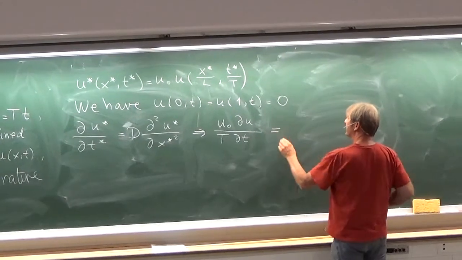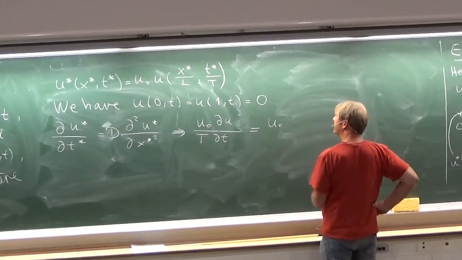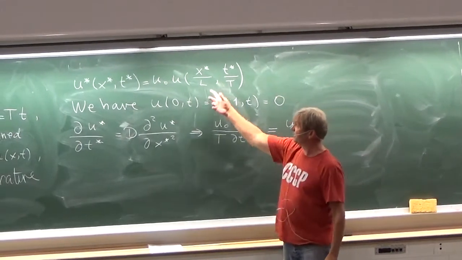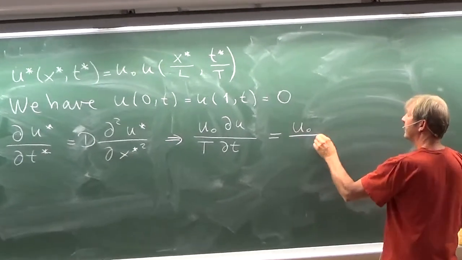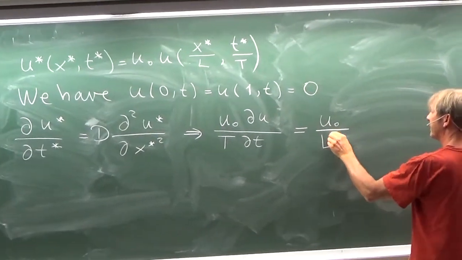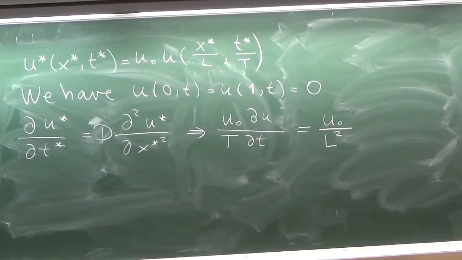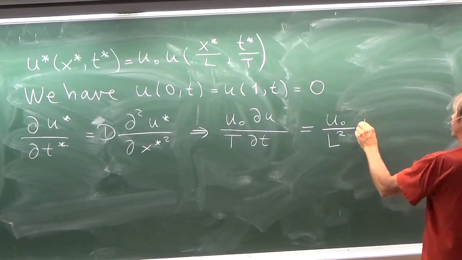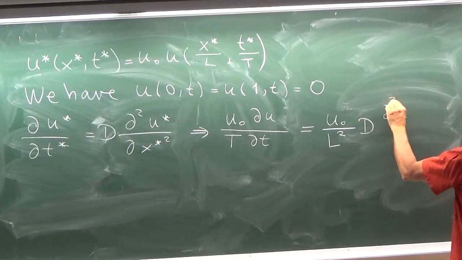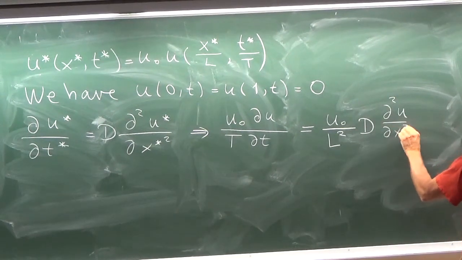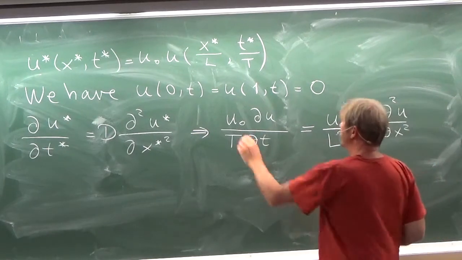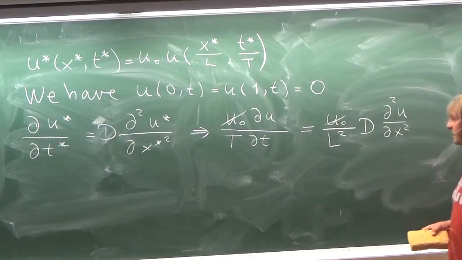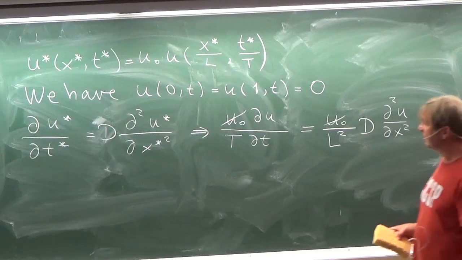So this equals u naught, and then I take the second derivative with respect to x star. So I get L twice after taking the derivative 2 times. Then we have the coefficient D. So just use plain rules for derivative. And we see that u naught cancels out here, so the equation doesn't give me really anything.